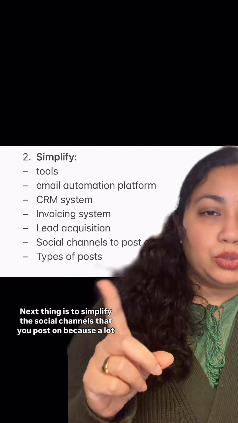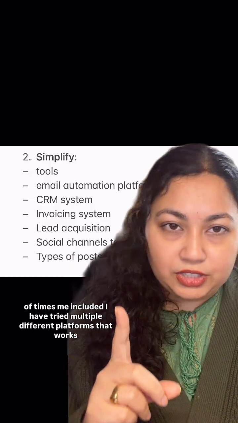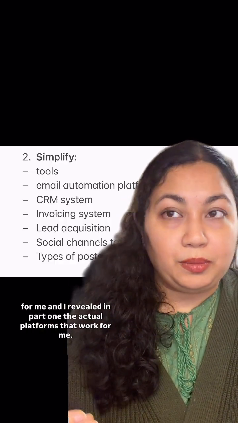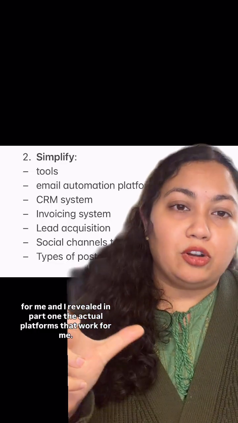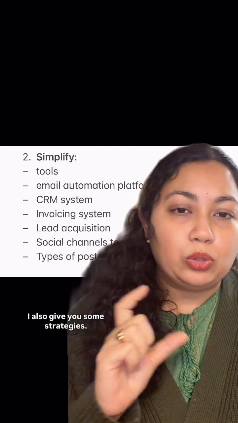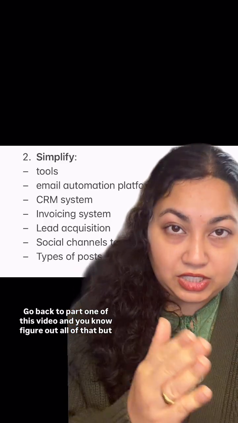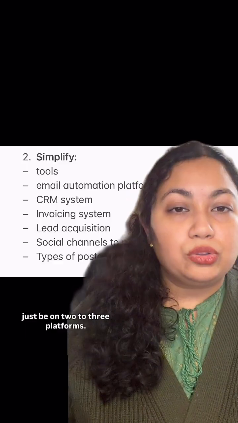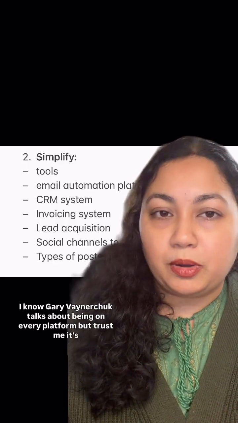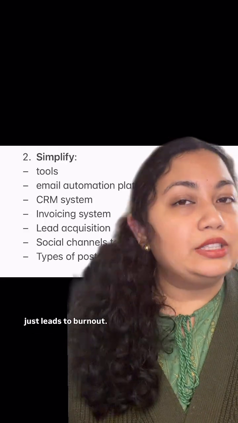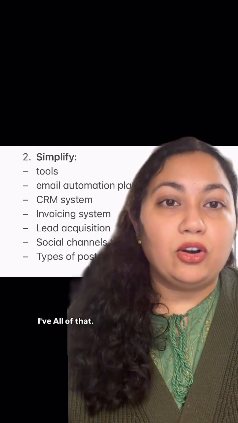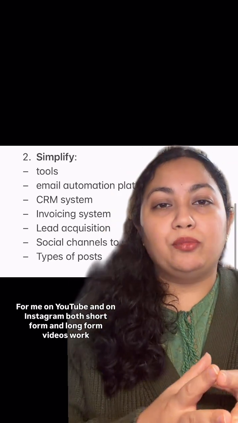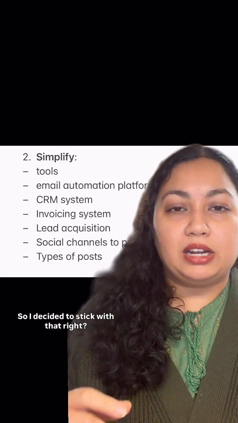Next thing is to simplify the social channels that you post on, because a lot of times, me included, I have tried multiple different platforms, and I revealed in part one the actual platforms that work for me. Go back. I also gave you some strategies. Go back to part one of this video and figure out all of that. But just be on 2 to 3 platforms. I know Gary Vaynerchuk talks about being on every platform, but trust me, it just leads to burnout. I've been there. I've tried all of that. For me, on YouTube and on Instagram, both short form and long form videos worked really, really well. So I decided to stick with that, right?